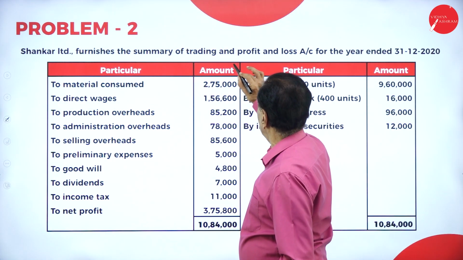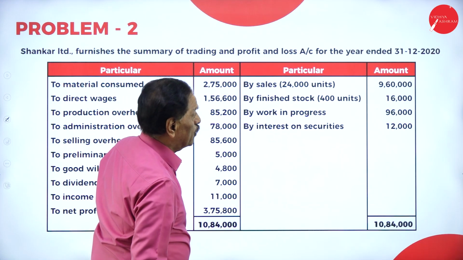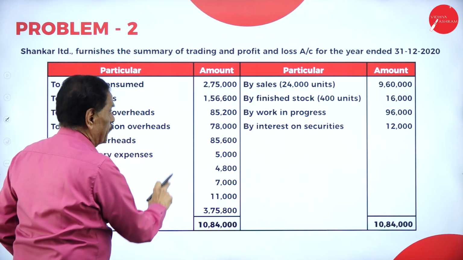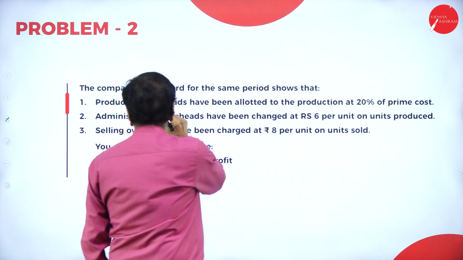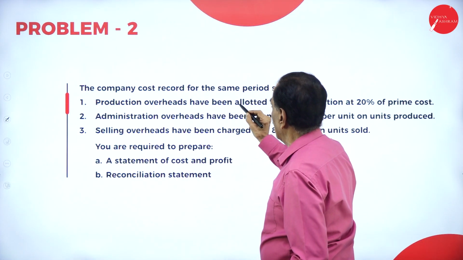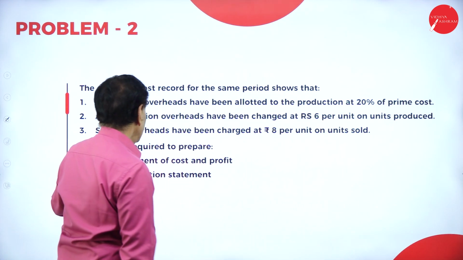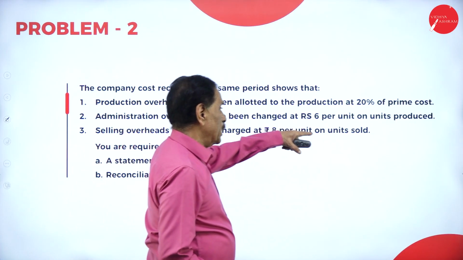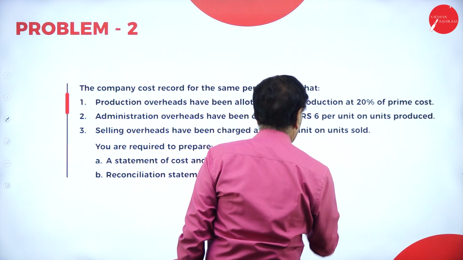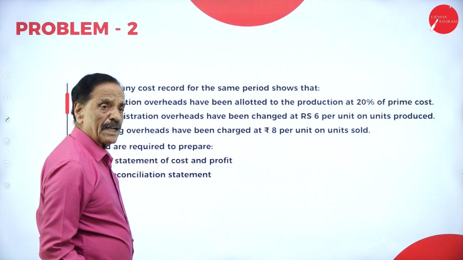Shankar Limited furnishes the summary of trading and profit and loss account for the year ended 31st December 2020. So here they have given the trading and profit and loss account. Then the company cost record for the same period shows that production overhead have been allotted to the production at 20% of prime cost. Second, administration overhead have been charged at ₹6 per unit on units produced. Selling overhead have been charged at ₹8 per unit sold. You are required to prepare a statement of cost and profit and a reconciliation statement.